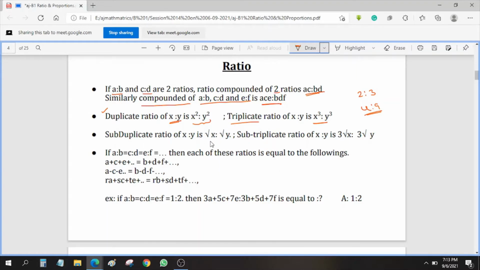Next, subduplicate ratio. Duplicate means what? Square. Subduplicate means what? Under root of x, under root of y. Triplicate means x cube and y cube. Subtriplicate means what? Cube root of x and cube root of y.